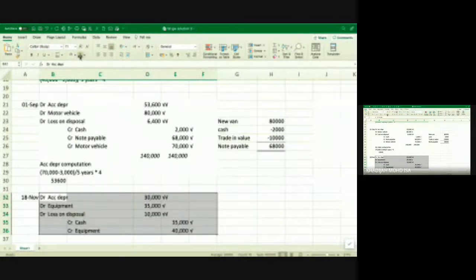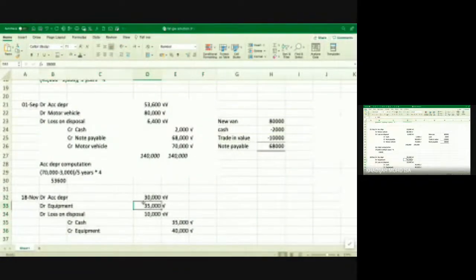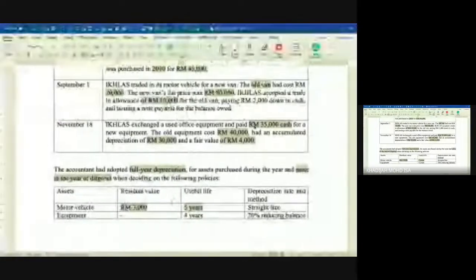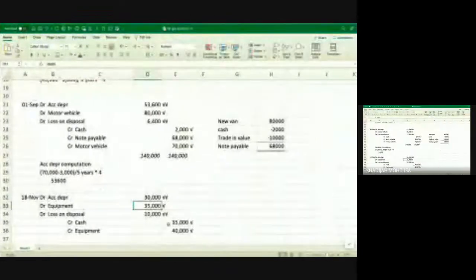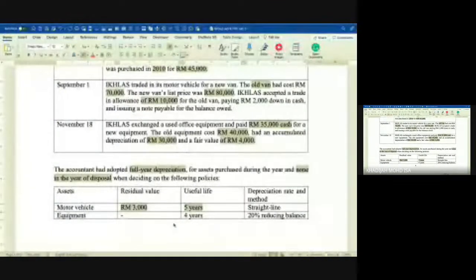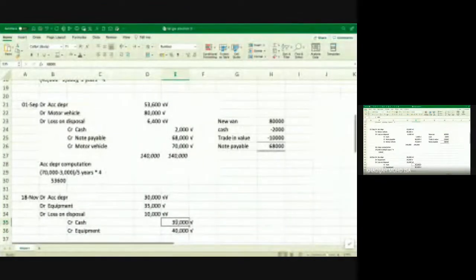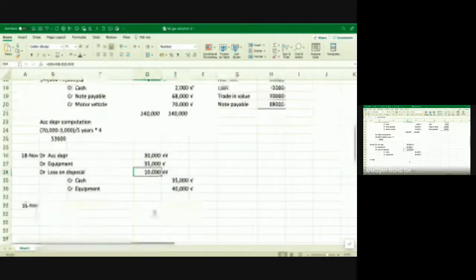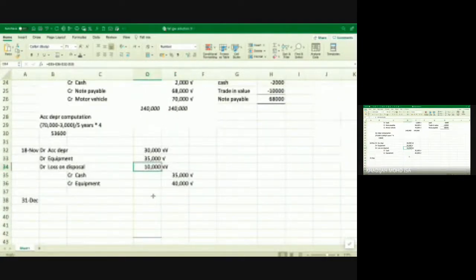So you're going to debit your accumulated depreciation, which is the 30,000 given. And then you have new equipment, which is the 35,000 debit. And then credit your cash, credit your equipment, the old equipment, 40,000. Where is the cash? You paid 35,000 cash for the new equipment, so you pay out cash. And from there, you see how you get the disposal. Similarly, the gain or loss on disposal is always the balancing figure.